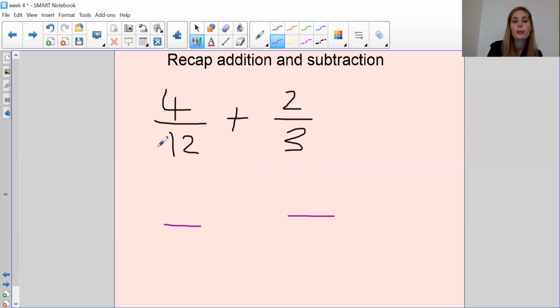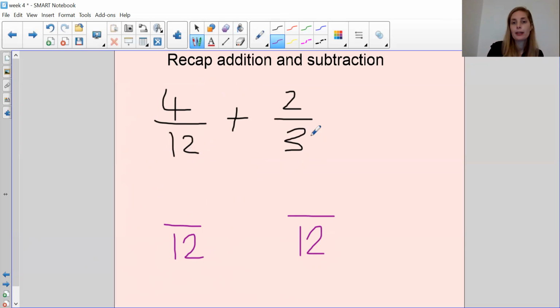So first of all, I'm going to look at the biggest denominator, which is 12. Now I look at the smallest one and I say, can this number go into that number equally? Can 3 go into 12 equally? So 3, 6, 9, 12. Yes, it can. So my denominator is going to be 12s.